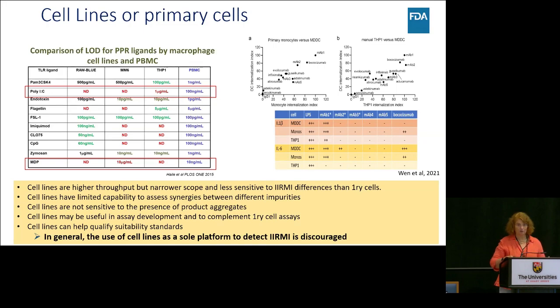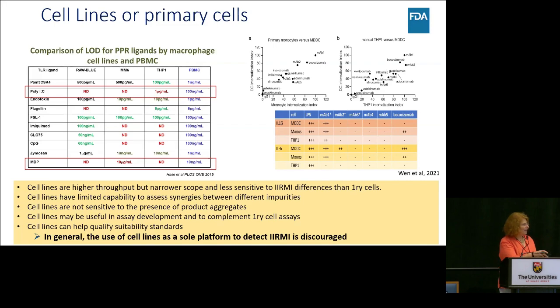Together, they might come close. And then there's this study from Wen et al. that actually came out of Lilly. And they did a lovely study really comparing the response. They have a DC internalization index assay, and they compare the internalization of antigen from primary monocytes versus THP1s.